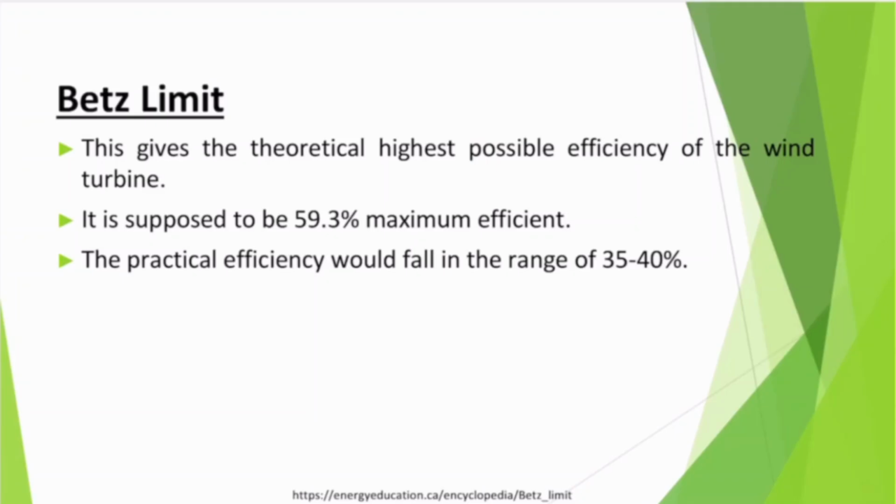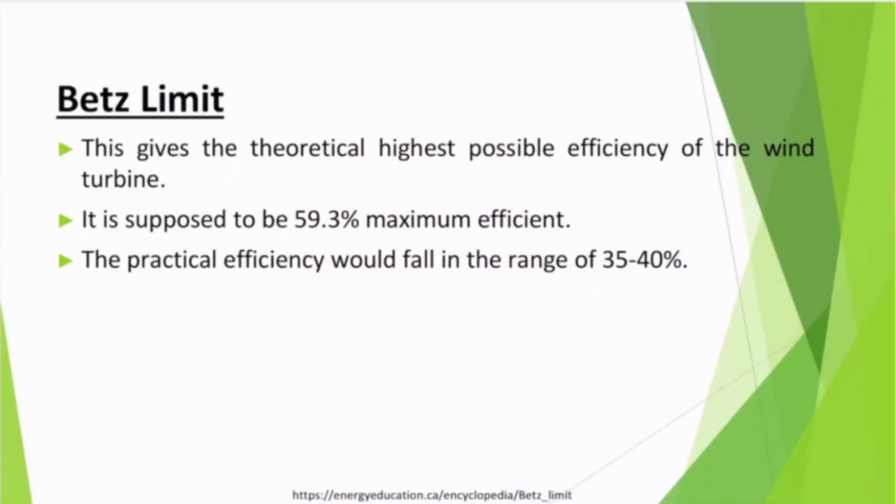Now there is one important variable, or concept, that we need to understand, which is known as Betz's limit. This gives the theoretical highest possible efficiency of the wind turbine. If you have a wind turbine, how do you increase its efficiency, at what speed can maximum power be produced, what would be the architecture and the technology so that maximum energy can be produced, similar to solar. It is supposed to be 59.3% maximum efficiency. That means we cannot go beyond 59%. That is what it has been told.